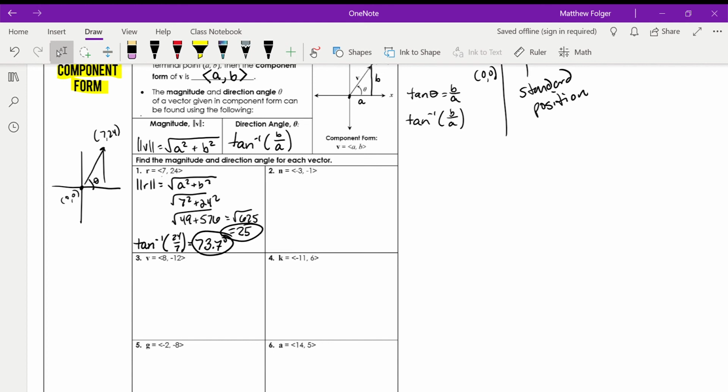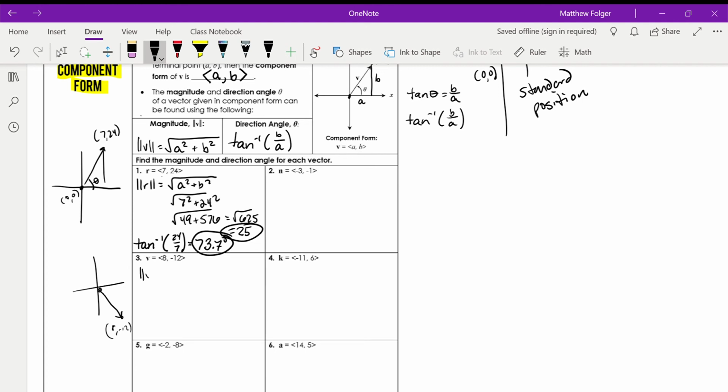Okay, so the vector we want to find, again, this is 8, -12. So you don't have to draw these every time, but I just want you to kind of get a visual. This means you're going right 8 down 12. This point is 8, -12, but this represents the whole vector with 0, 0 on one side and 8, -12 on the other side.